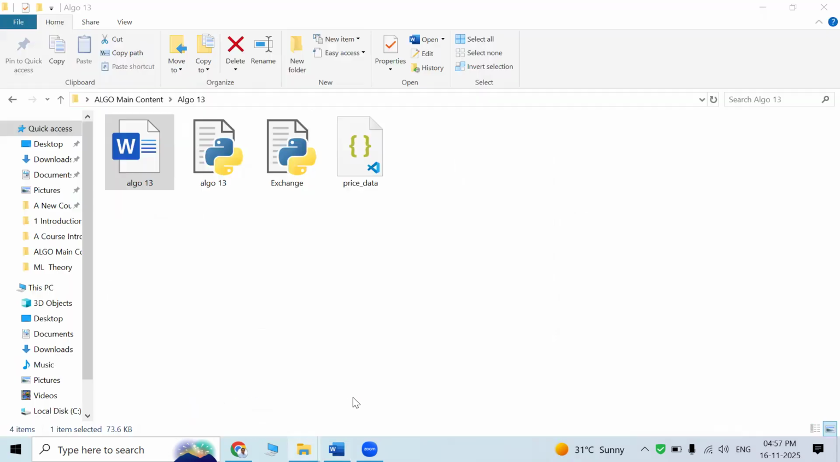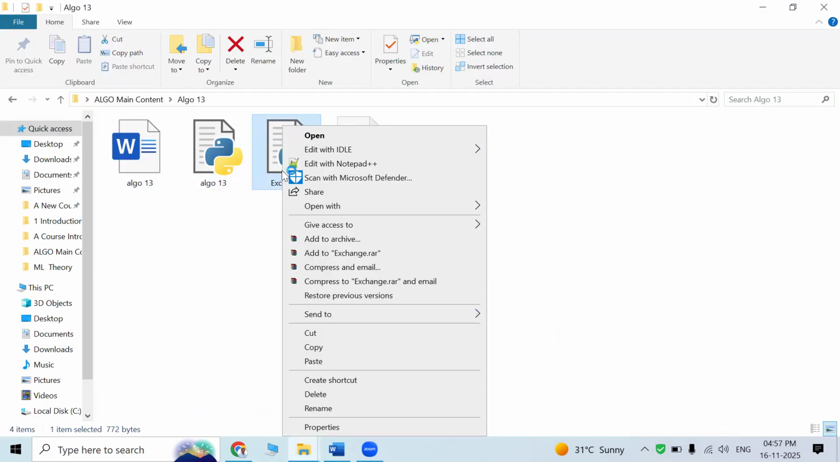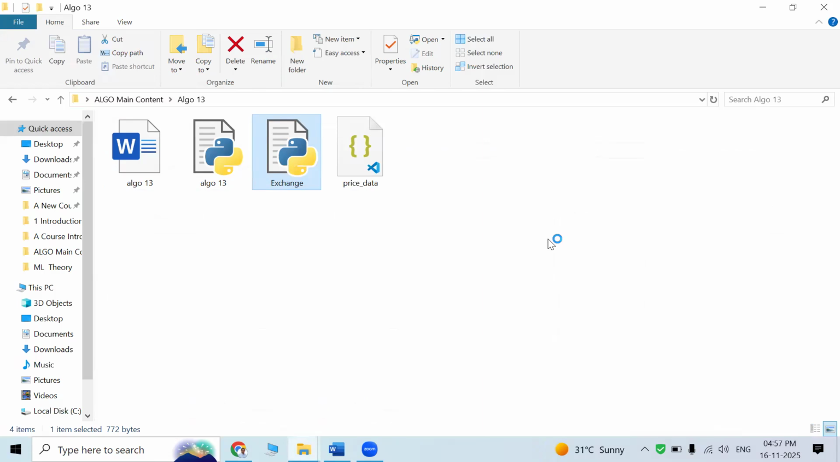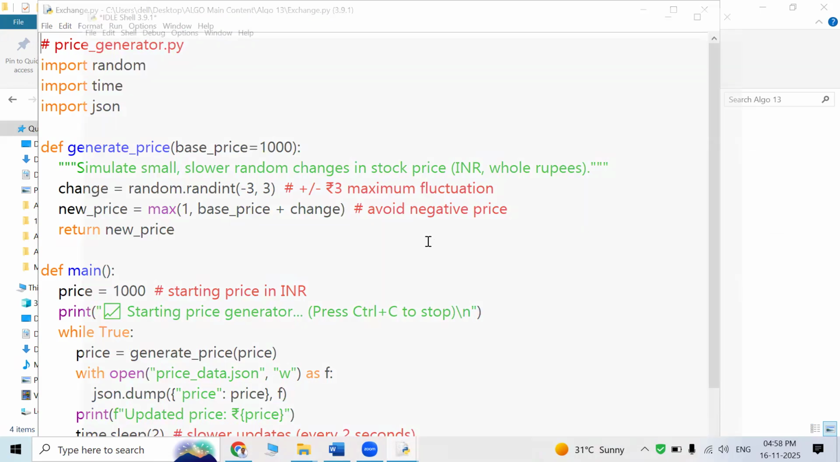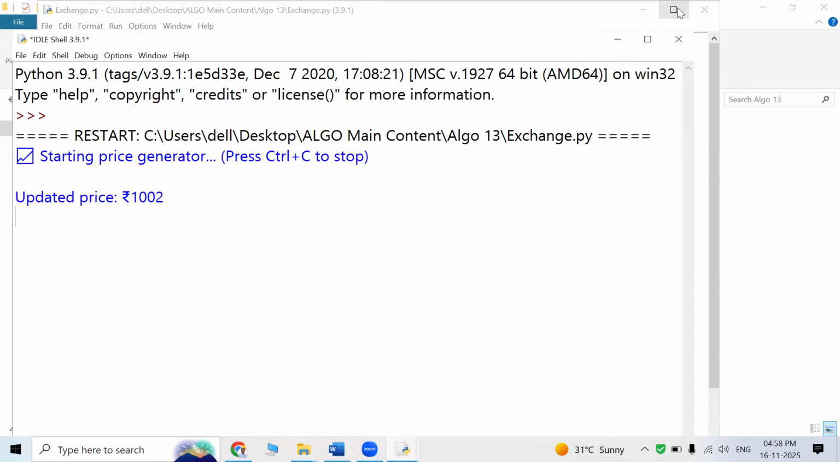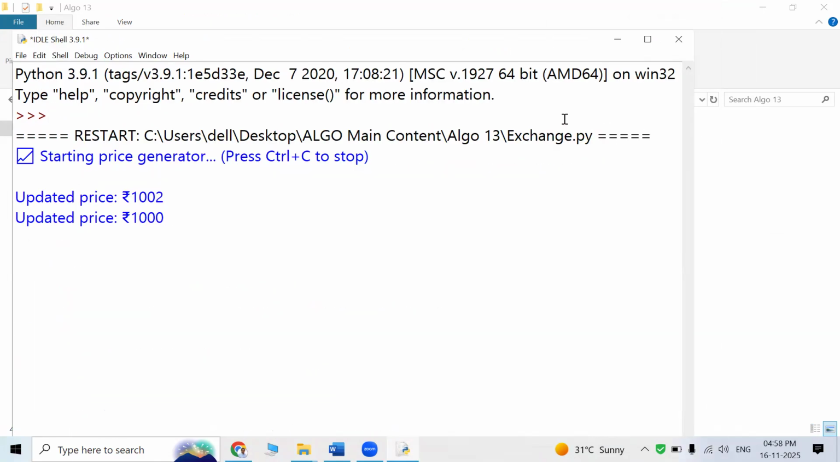Okay, now let me show you how it actually works in the environment. So this is my exchange. Now the exchange is continuously changing the price. Let me run this first. It keeps on changing the price. I have no control over it. It continuously changes the price.